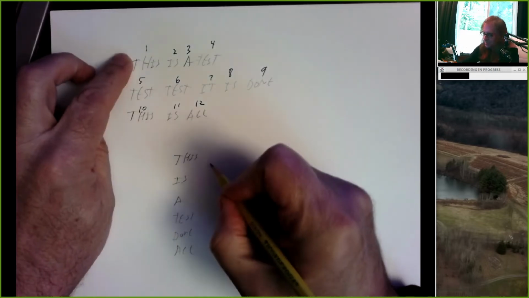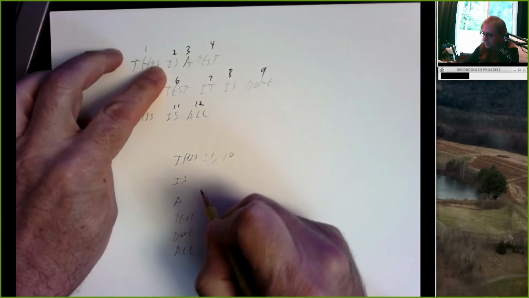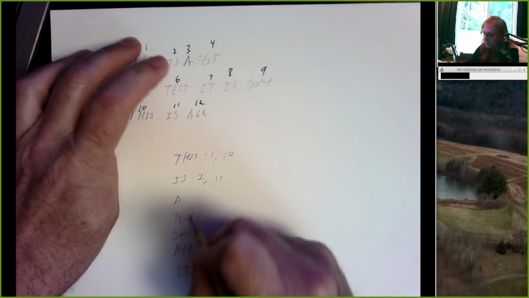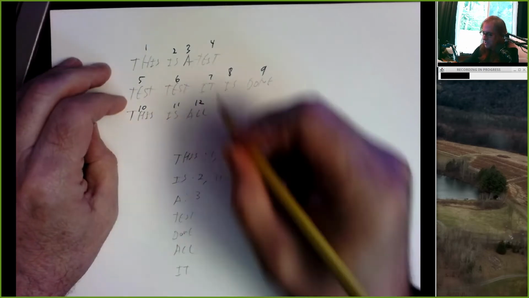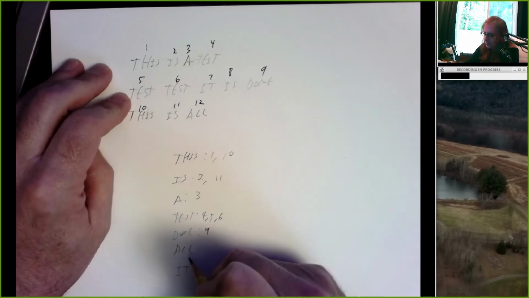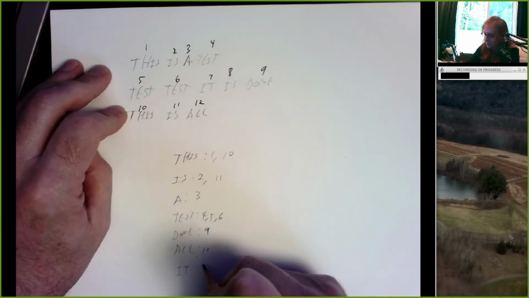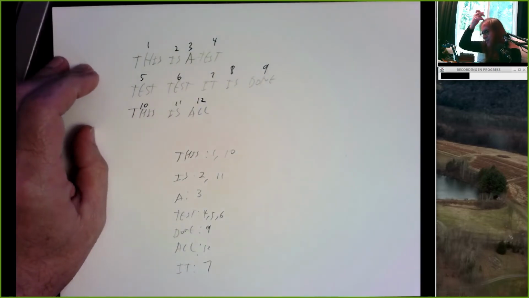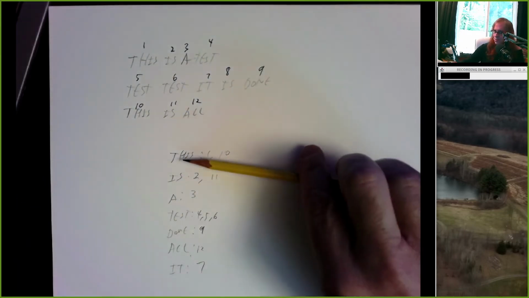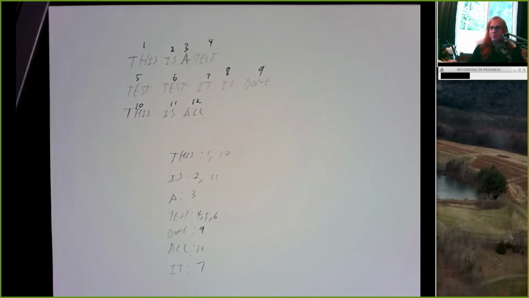And the word this occurs at positions 1 and 10, is occurs at positions 2 and 11. I missed it. Occurs at position 3. Test was at position 4, 5, and 6. Done was at position 9. All was at position 12. It was at position 7. I might have missed a few, but that's okay. So it's building in its memory this information, right? What are all the words that I found, and where did those words occur? All right, that's the intended behavior of the code you're going to write.